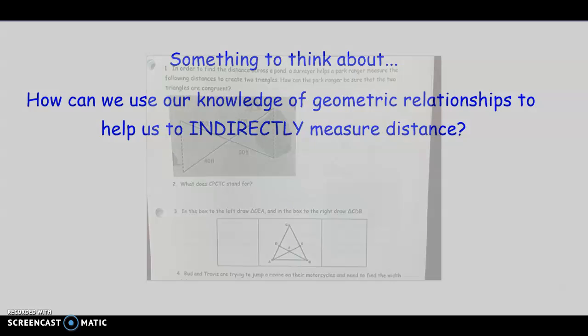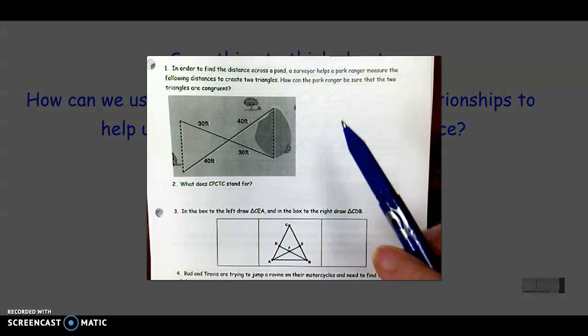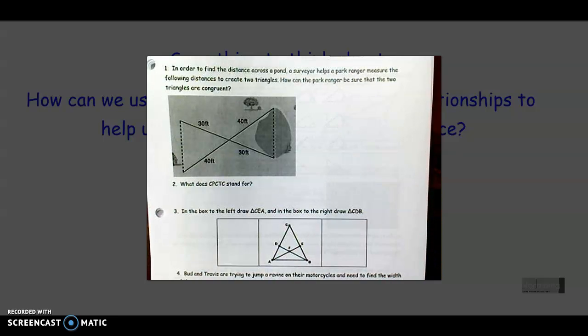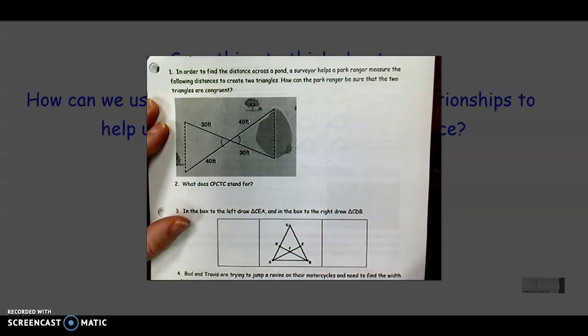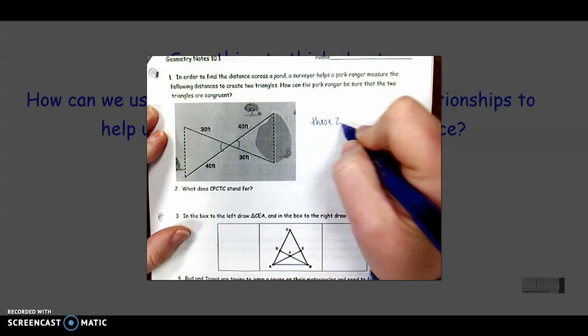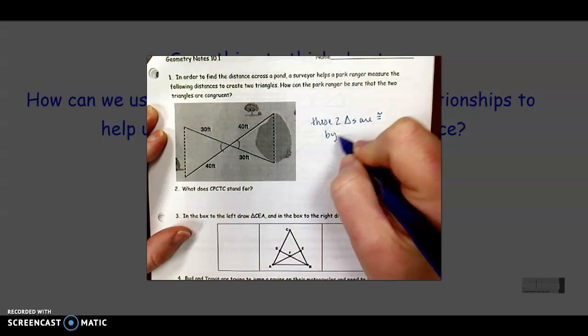So let's look at that. It says, in order to find the distance across a pond, a surveyor helps a park ranger measure the following distances to create 2 triangles. How can the park ranger be sure that the 2 triangles are congruent? Since the vertical angles are congruent, mark those in your figure. We know that these two triangles are congruent by SAS.